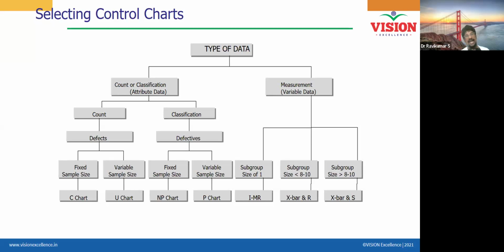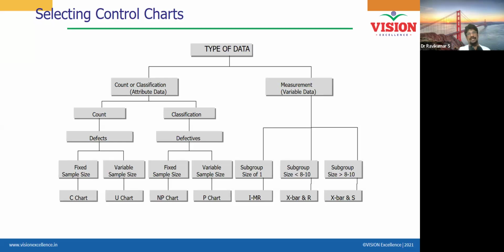Average and standard deviation. So depending upon the number of samples, you have to choose a type of variable chart. If the samples which you select in a single shot, in a single visit, in a single frequency, are more than 8, you have to go for the X bar S chart.